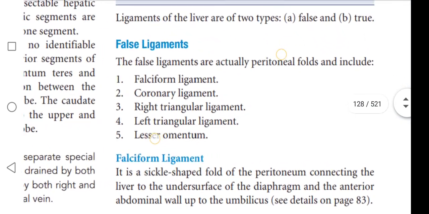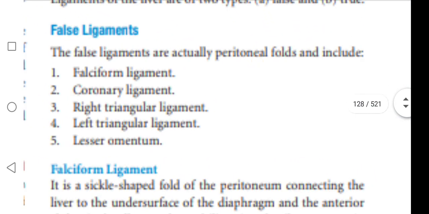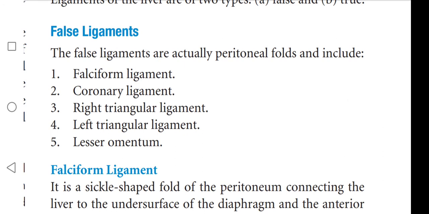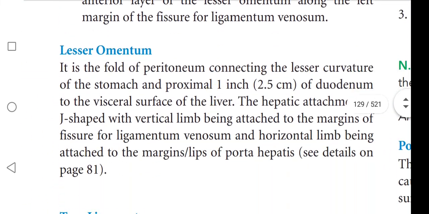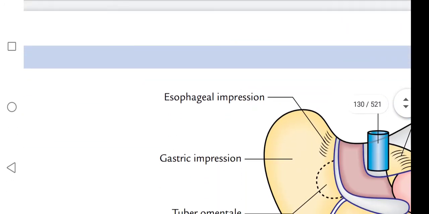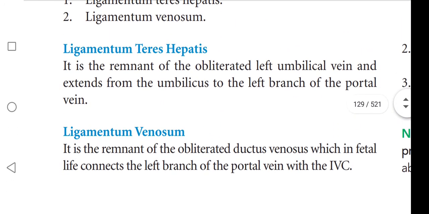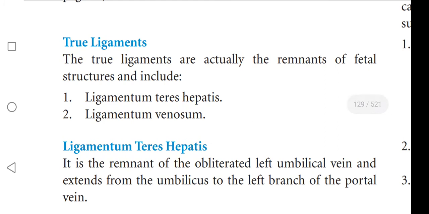What are the false ligaments? Falciform ligament, coronary ligament, right triangular ligament, left triangular ligament, lesser omentum. Next, what are true ligaments? These are remnants of fetal structures. Ligamentum teres hepatis, ligamentum venosum. Remember as TV: teres hepatis, venosum.